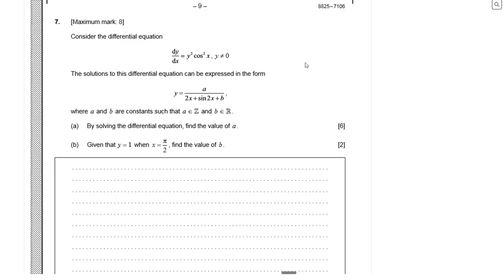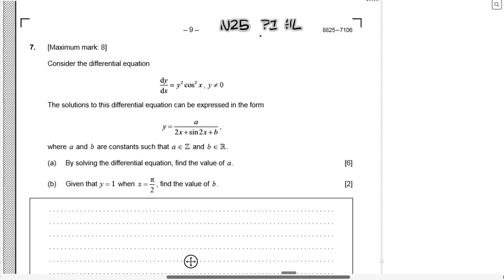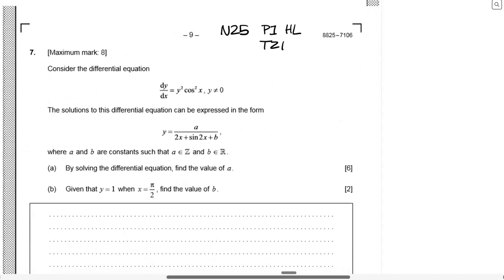All right, we're on to question 7, again, November 25, paper 1, HL, and this is TZ1. And we've covered all the previous questions, so definitely go check that out on the playlist.